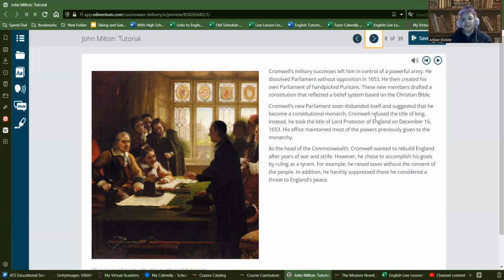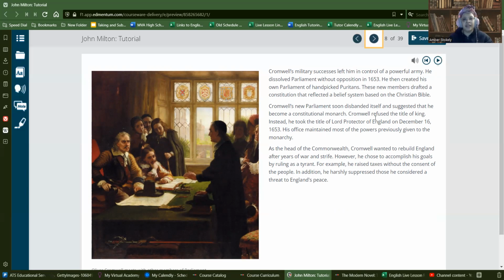So he dissolved it in 1653 after he conquered Ireland. And then he created his own Parliament of handpicked Puritans, pretty much. So he wanted to have a country that was basically run and ruled by the Puritan version of the Christian religion. And they even drafted a new constitution that reflected a belief system that was based on the Christian Bible.